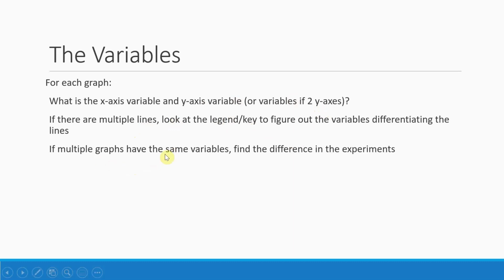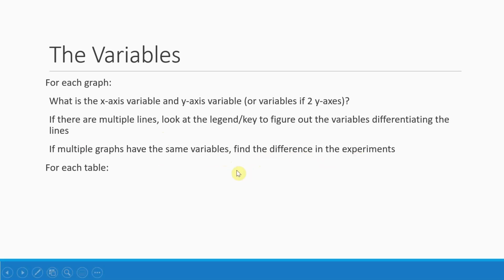If you have several graphs and they have the exact same variables, because again, the whole point is to know which graph to go to, but if they have the same variables, how do I know which one to go to? In that case, you will need to skim through the wording to figure out what the difference in the experiment is for each graph, because that means they're changing something.